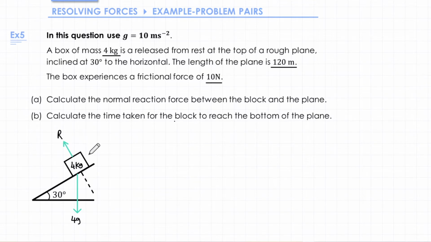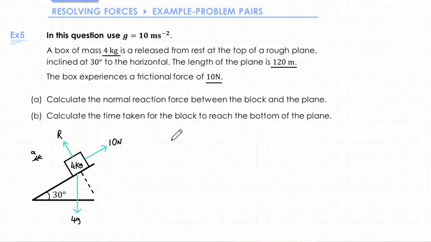Finally, we have a frictional force. The box is going to move down the slope, so our frictional force will be opposing motion and will work in the opposite direction, parallel to the slope. And the direction of acceleration will be down the slope.